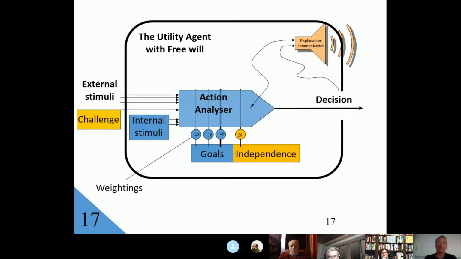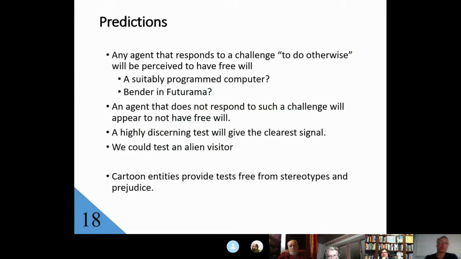There's nothing indeterministic in this model. I could do it with wheels and cogs if they were complicated enough, but I could certainly program that into a computer. So we have some predictions for this model. The agent responds to a challenge to do otherwise, and that will look like free will to us. You'll see it behaving a certain way. You'll be able to ask, did you have to do that? Could you do it differently? And it will behave differently. And that doesn't need to be human. That could be a suitably programmed computer.